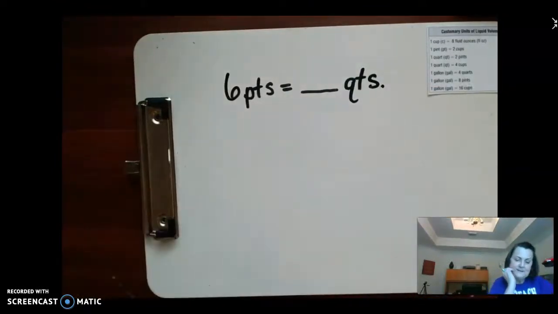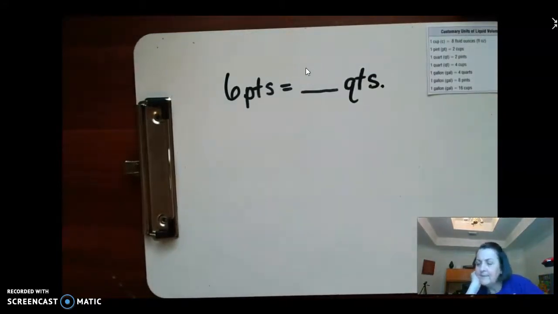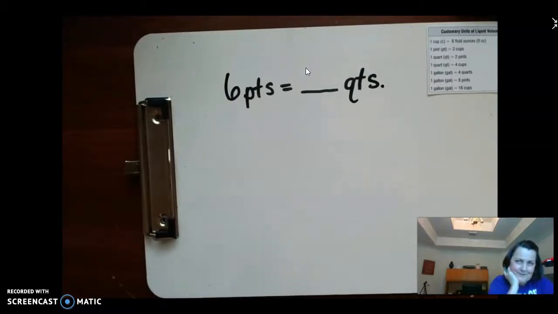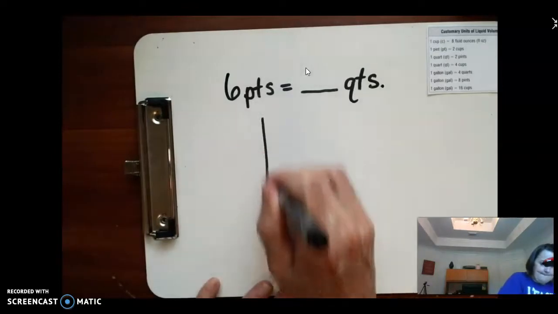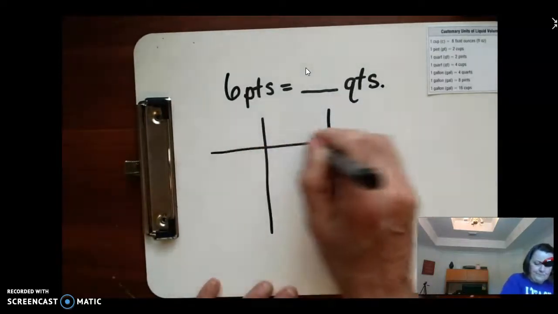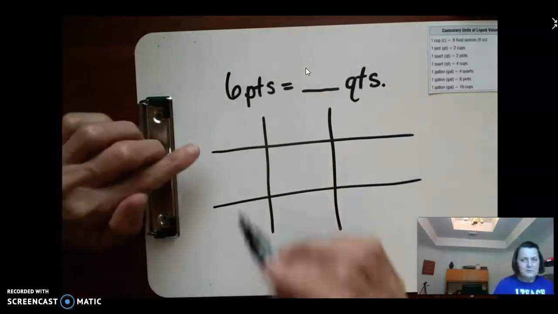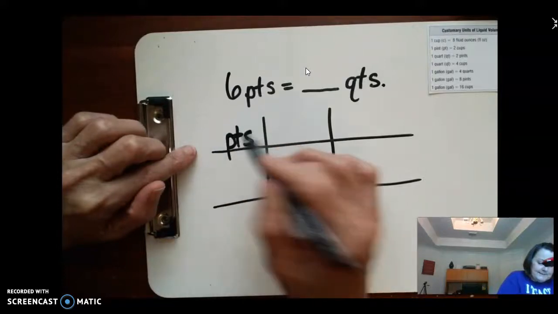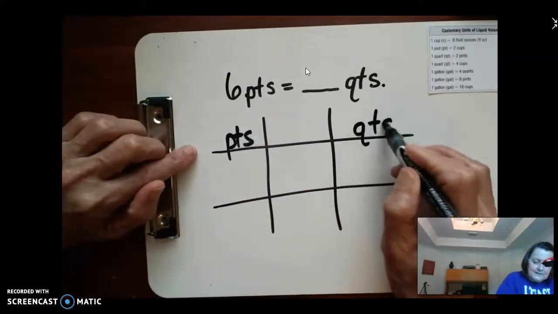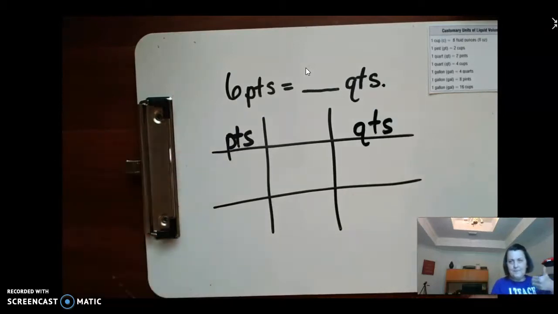6 pints. Is that what it says? Yes, 6 pints equals how many quarts? Okay. So, I want you to make your tic-tac-toe and just label where your pints go and label your quarts columns, okay? Pause the video and label. All right, boys and girls, you should have labeled this pints and this last column as quarts. Did you do that? All right.